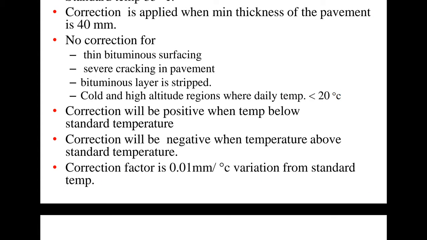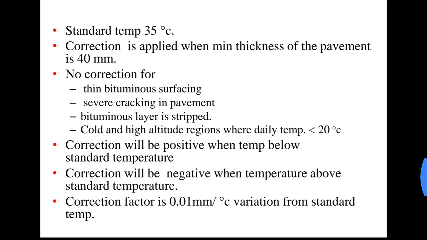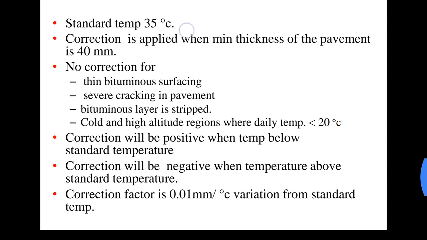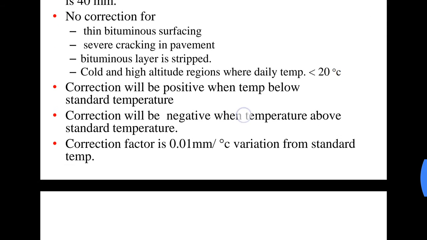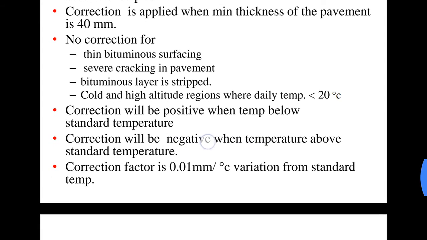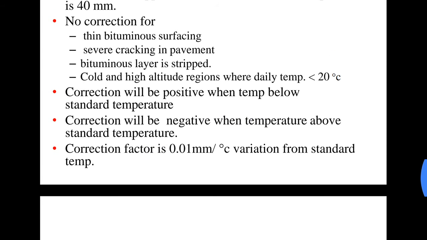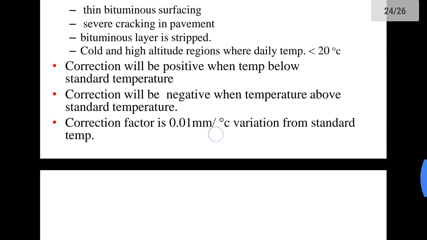Assume the temperature is 40 degrees at the moment and the standard is 35 degrees centigrade. So what is the difference? 5 degrees centigrade. Since the temperature is higher, we need to apply a negative correction. So it would be minus 5 into 0.001. This would be the correction that we need to apply.